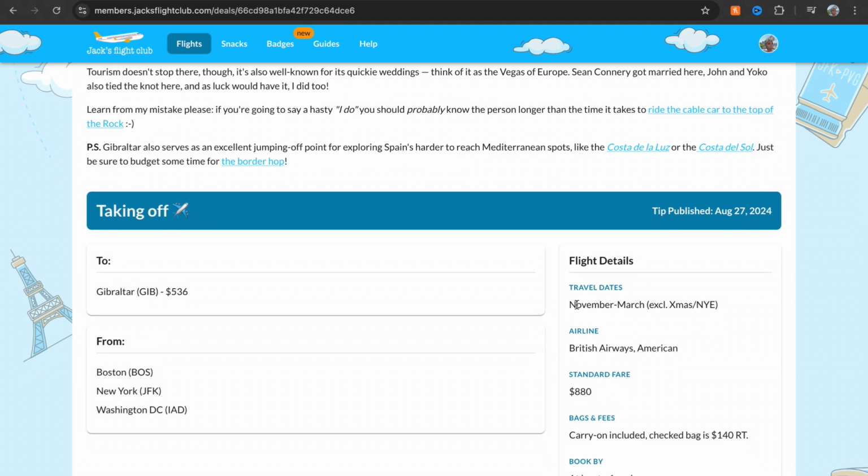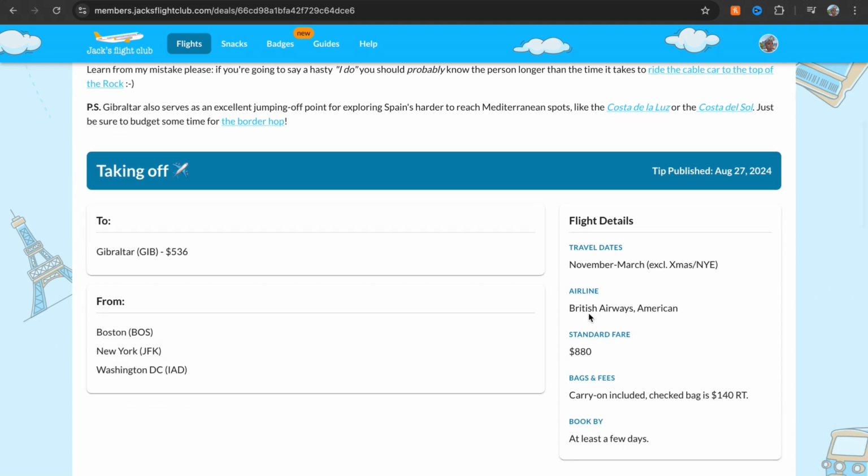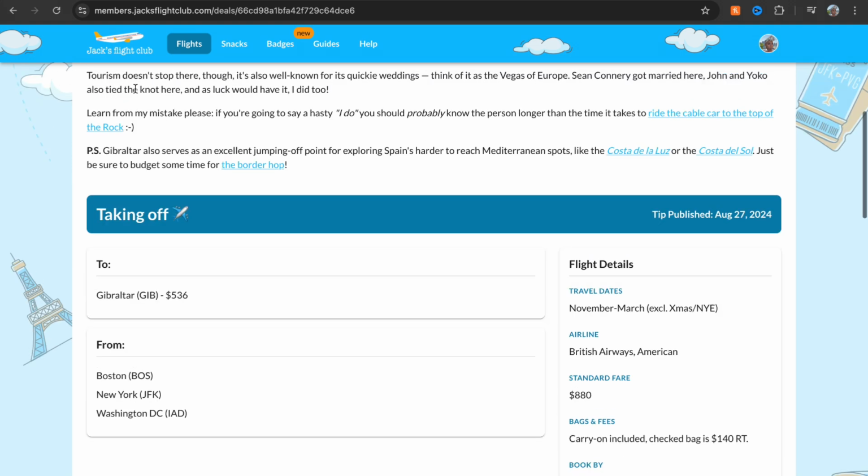It tells you the time that you can go, so where this deal is exclusive and it works. So from November to March, the airlines, British Airways and American, and the carry-on, so it allows a carry-on and a check bag. So it's telling you what it's going to be, and then book by at least a few days. That basically means book soon. If it says book by at least a few days, it means that this glitch isn't going to last long. That's basically how that works.